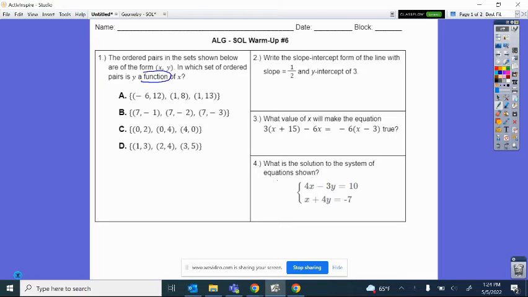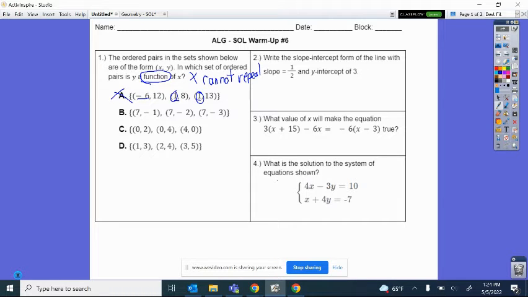So our key word in there that we have to identify is function. So remember, in a function, the x cannot repeat. So if you see repeating x's, then you know that we're going to have an issue with that. So when I look at item A, my x values are -6, 1, and 1. That x value repeats. This cannot be a function.